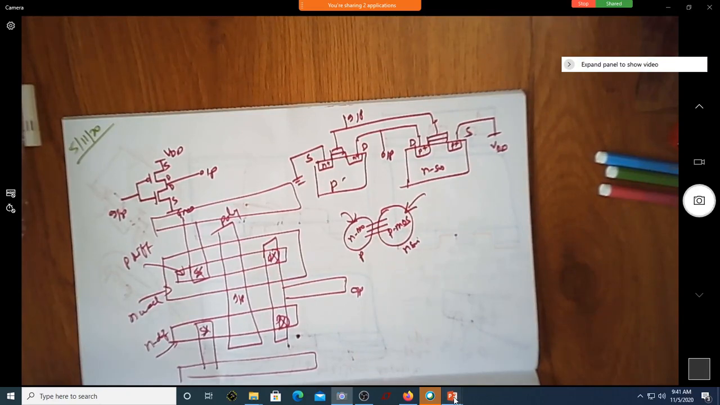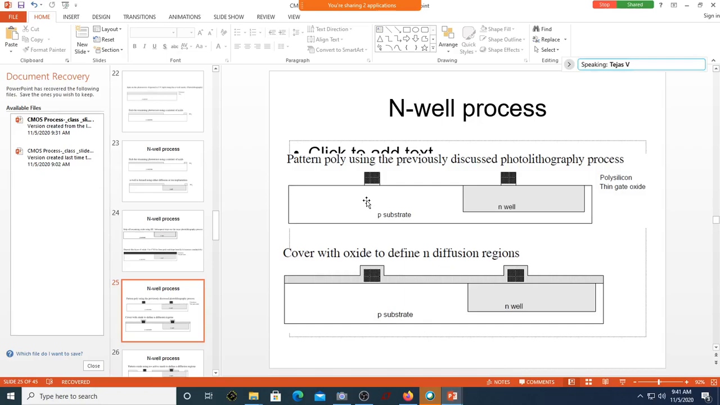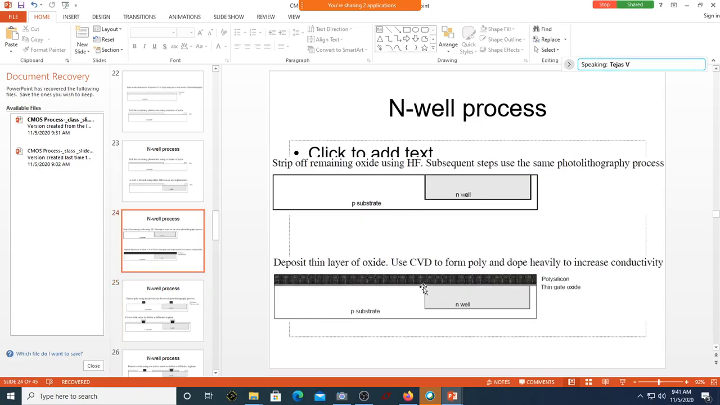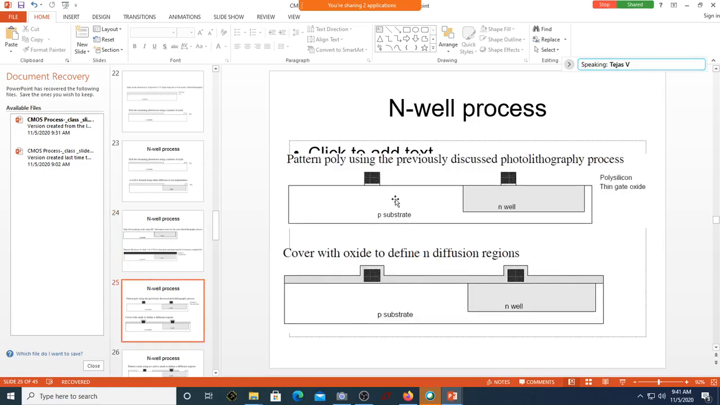Yes, sir, that has been formed here. So that has been created. Does it mean you're going to have a mask to get this particular pattern? You will not get it so easily, no? From this, you're getting this. How is it possible?